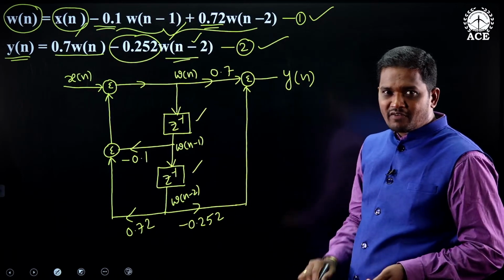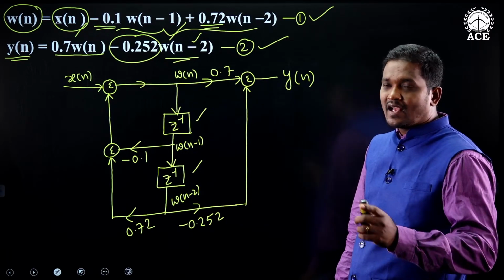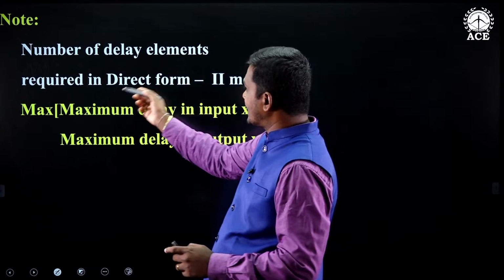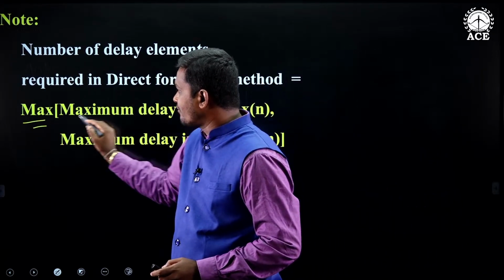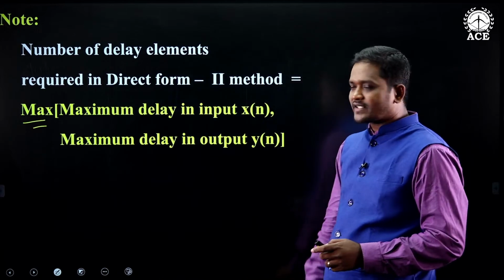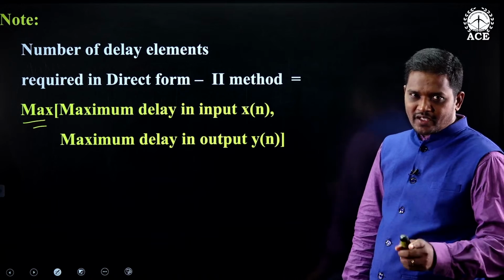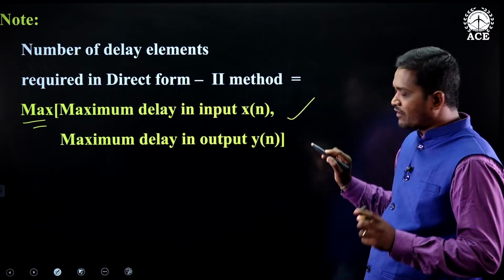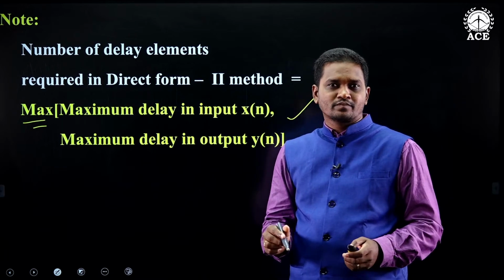So what is the formula for delay elements here? The number of delay elements in the direct form 2 method is the max of the maximum delay in input x of n, comma, maximum delay in output y of n. Understood? This is the formula for finding the number of delay elements required in direct form 2.